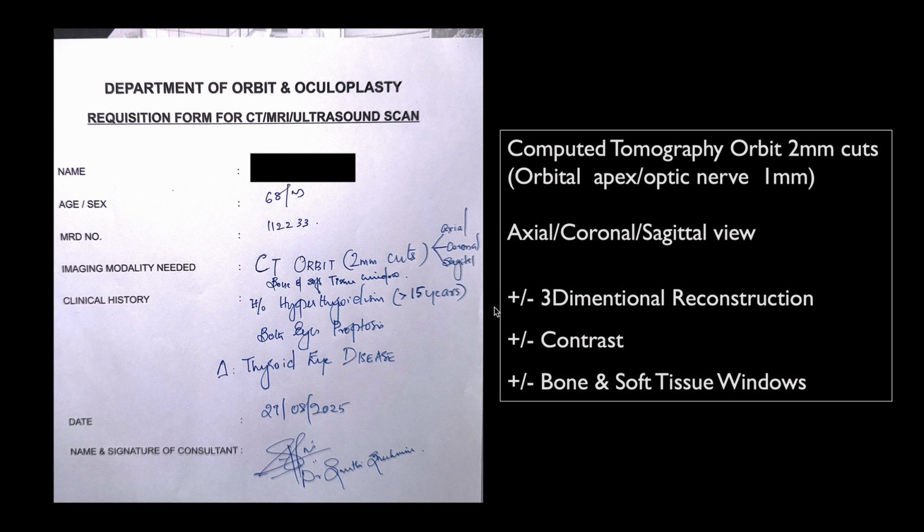A 3-dimensional reconstruction can be requested in cases of suspected orbital fractures. A contrast enhancement can be requested in cases of vascular lesions. Soft tissue window and bone window as appropriate can also be mentioned. Now, let us look at how to read a normal CT scan.